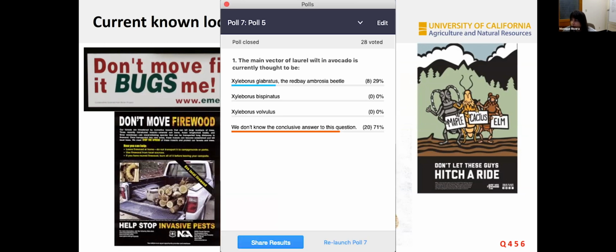So looking at our poll results, most people did get that we don't know the conclusive answer to this question. I'm glad to see that. There's still Xyloborus glabratus, the red bay ambrosia beetle, coming up with 8 people answering that way. What I would say about that is that as long as you're aware of the disease and you have the concepts down, it's okay to say that it's Xyloborus glabratus. I'm just trying to make sure people are updated to the most current way that they're actually thinking about this in Florida. So it is true that we don't know the conclusive answer to this question.